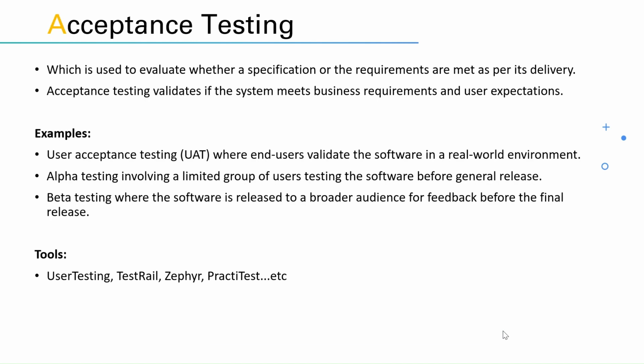Acceptance testing, which is used to evaluate whether a specification or the requirements are met as per its delivery. Acceptance testing validates if the system meets business requirements and user expectations. The examples of acceptance testing are user acceptance testing, UAT, where end users validate the software in a real-world environment. Alpha testing, involving a limited group of users testing the software before general release. Beta testing, where the software is released to a broader audience for feedback before the final release. UserTesting, TestRail, Zephyr, PractiTest, etc. are tools used for acceptance testing.